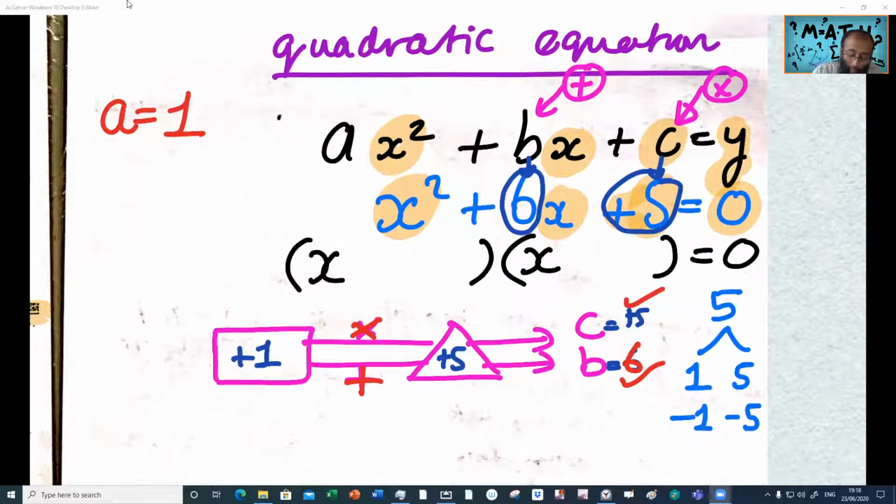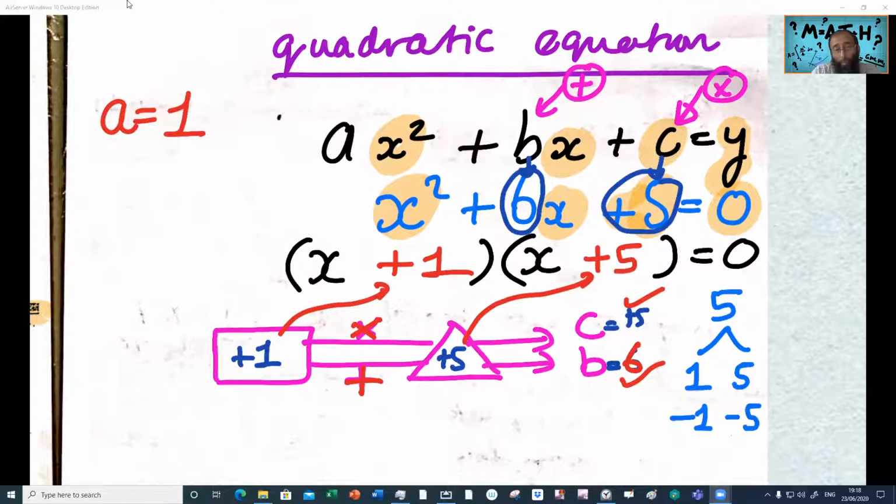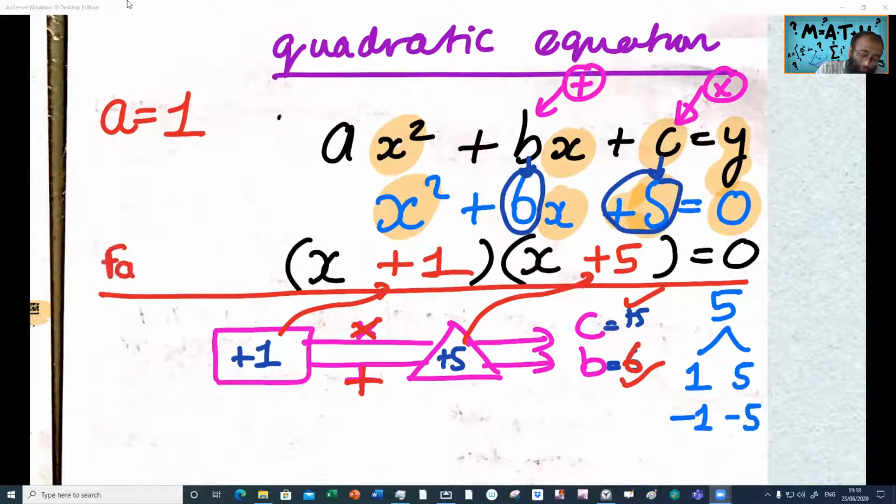So we need to pop those numbers into the gaps. x add 1 and x add 5. Okay, and so that's part one done. So this here is the factorized answer. So you have to fully factorize it. Okay.